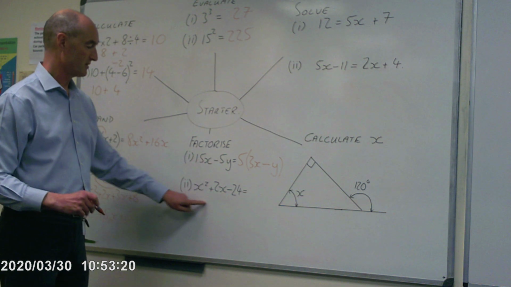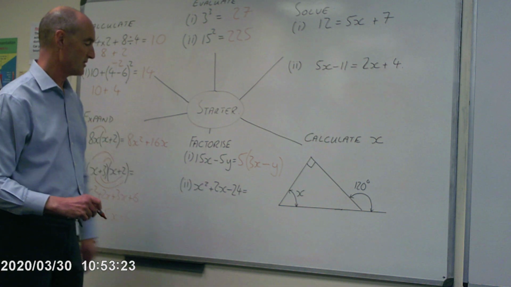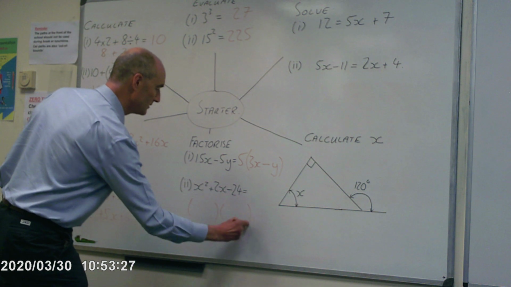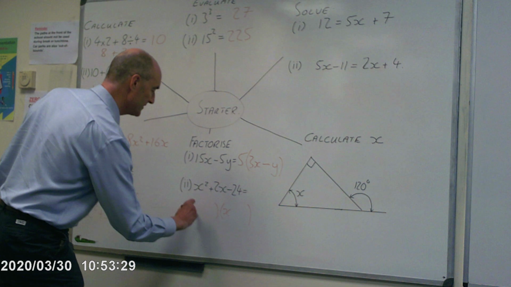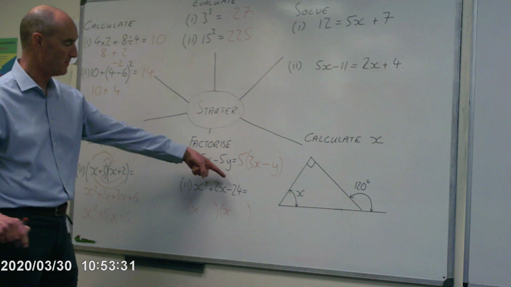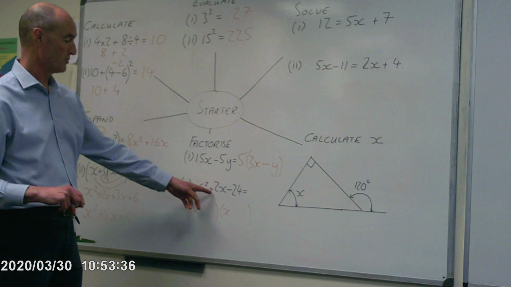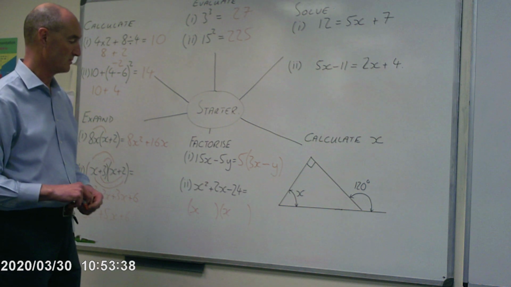A quadratic expression that needs factorising. So 2 brackets. An x at the front of each bracket. What two numbers multiply together to make minus 24, negative 24? What two numbers add together to make plus 2?